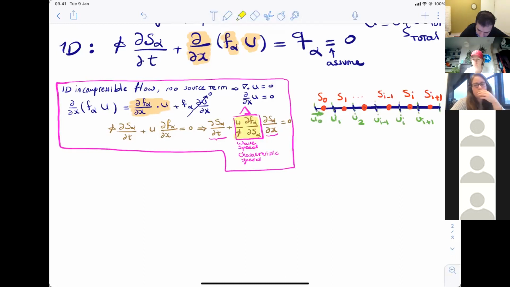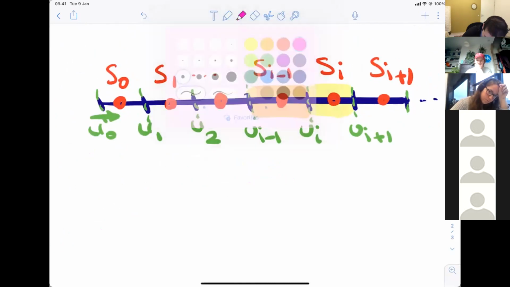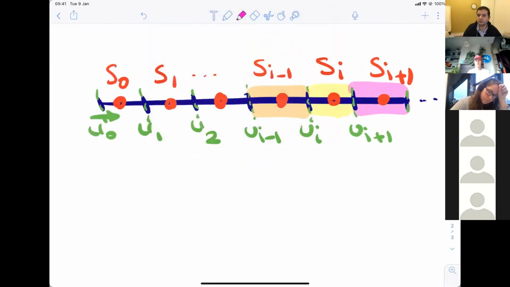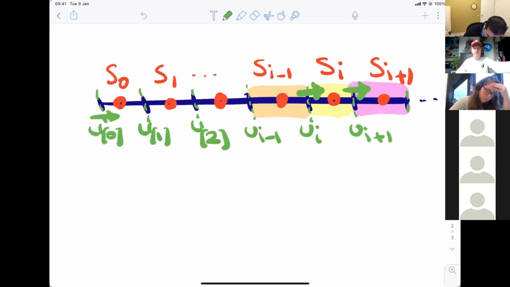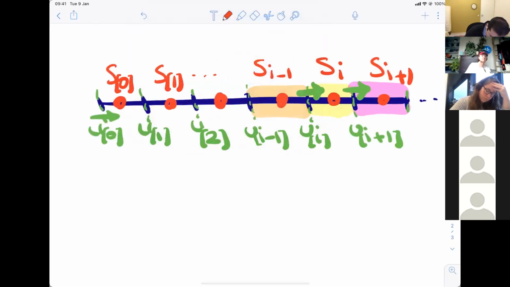So for cell I, I have neighbor I minus 1 on my left and neighbor I plus 1 on my right. And I have velocities at the interfaces here. This is the velocity on the left, and this is the velocity at the right boundary, U I plus 1 in Python ordering. So in your code, you would do it this way. I put them in brackets, which would remind you of Python.